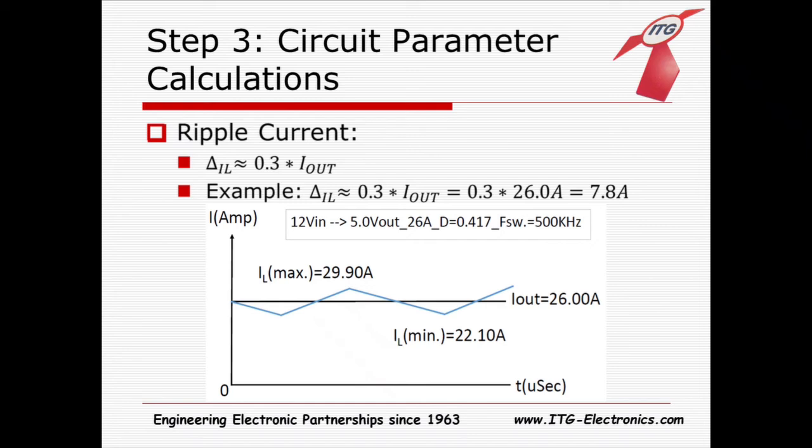It's a fairly simple calculation. You just multiply 26 by 1.3 and then by 0.7 to determine your IL max and IL min, and by 0.3 to determine the absolute ripple. So we've got 7.8 amps as the ripple current, 29.9 amps, as you can see here, for the maximum, and 22.1 amps for the minimum.